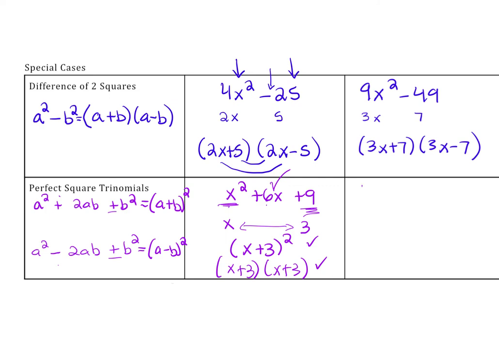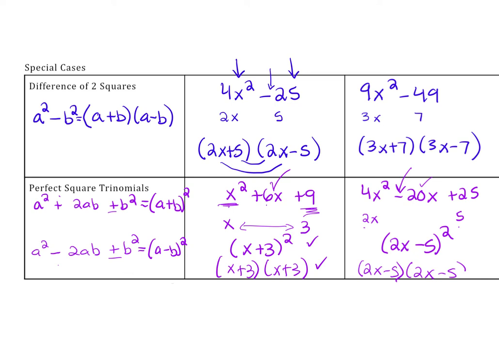Okay, let's do one more. 4x squared minus 20x plus 25. Square root the first term, 2x. Square root the last term, 5. Do a check. 2 times 5 is 10. Double it, you get your 20. Notice we have subtraction here, so it's going to be 2x minus 5 squared, which is the same thing as 2x minus 5 times 2x minus 5.